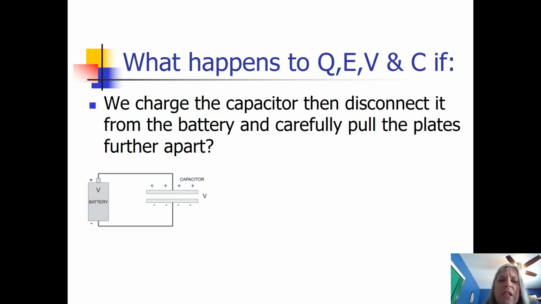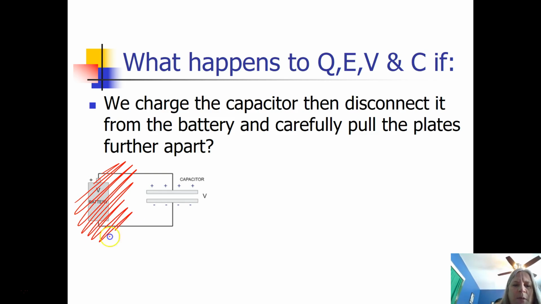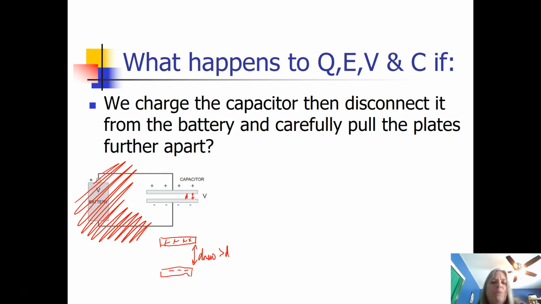We have charged it by attaching it to a battery, so it currently has a voltage across it that's equal to the voltage of the battery. And then I'm going to disconnect it from the battery, and then I'm going to pull these plates apart. So before, maybe they were some distance d, and now let's say I'm super careful when I pull them apart, and now I'm at a distance of, we'll call this d nu, which is greater than d.